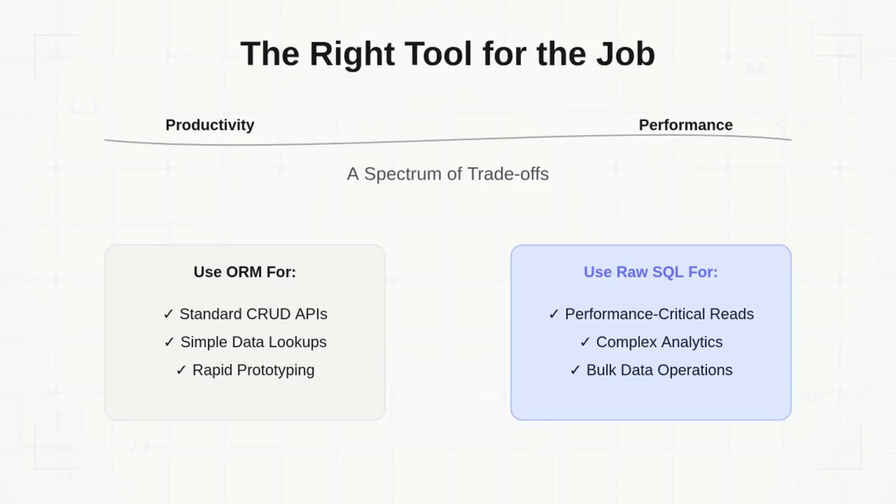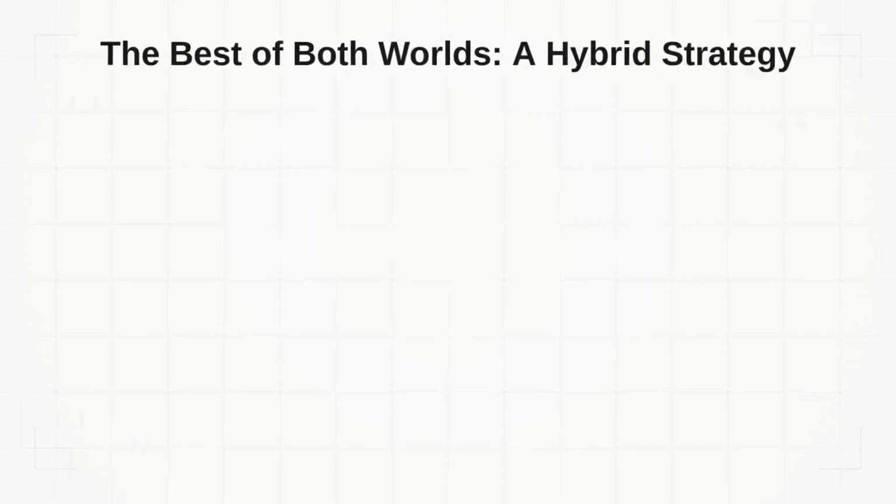The secret is to develop an instinct for the speed trap. Identify the parts of your application that are performance critical. These are typically complex read queries for dashboards, search functionalities, or any kind of bulk data processing. For these specific high-stakes scenarios, raw SQL provides the ultimate control and transparency. It allows you to write the most efficient query possible without any abstraction getting in the way. The most pragmatic and powerful solution is a hybrid strategy.